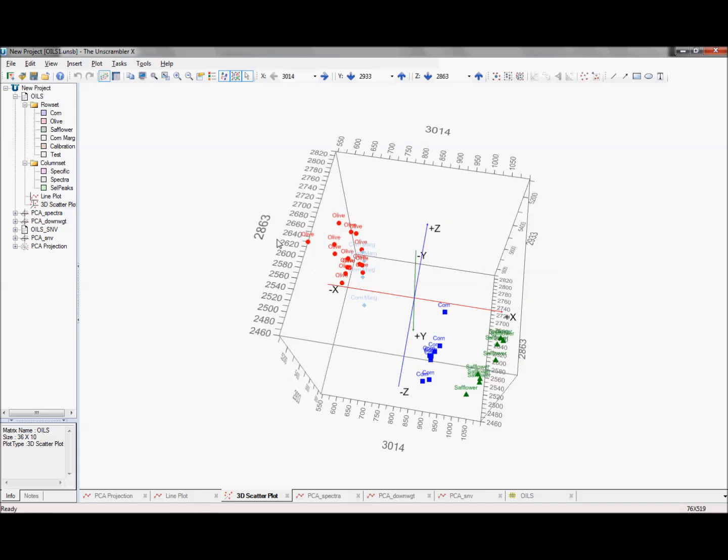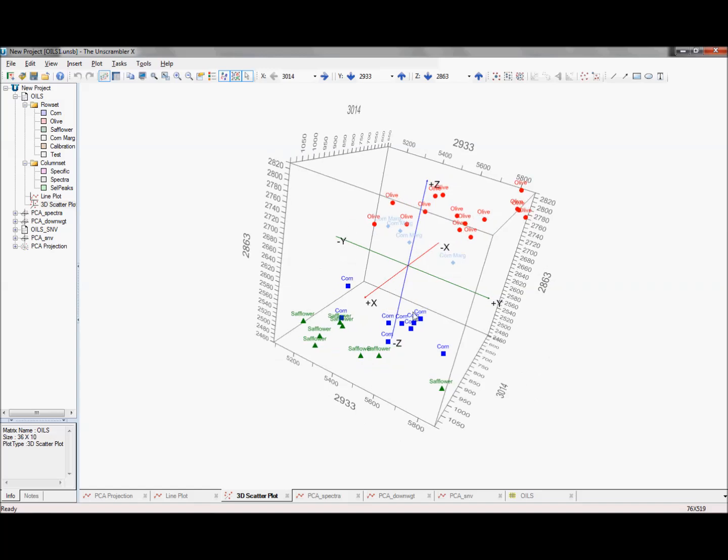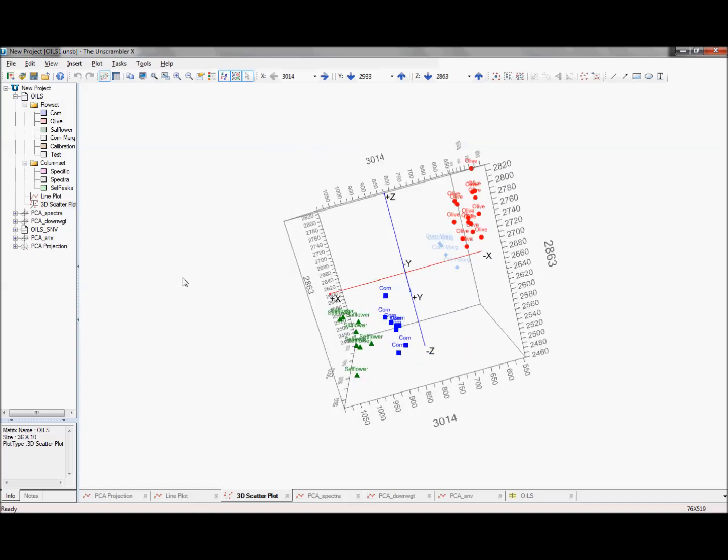Regardless of how we view these three peaks, though there is a difference between the individual oil types, there seems to be no way to distinguish corn margarine from the rest. But if we do a principal component analysis, we hope to find all the information in a reduced number of dimensions.